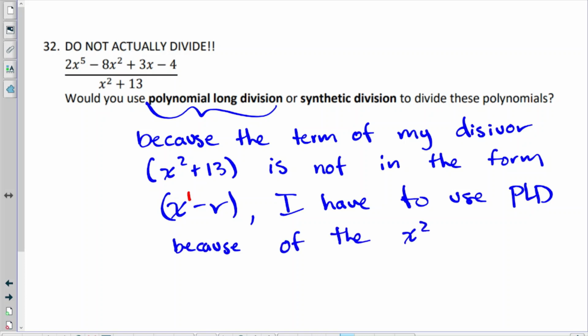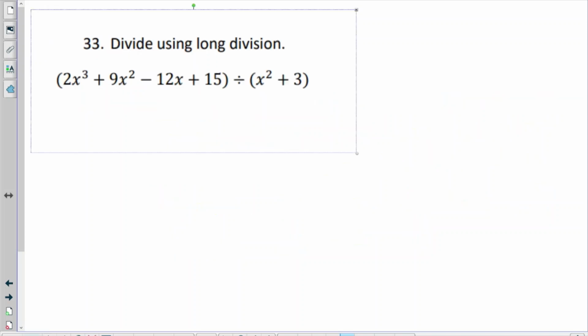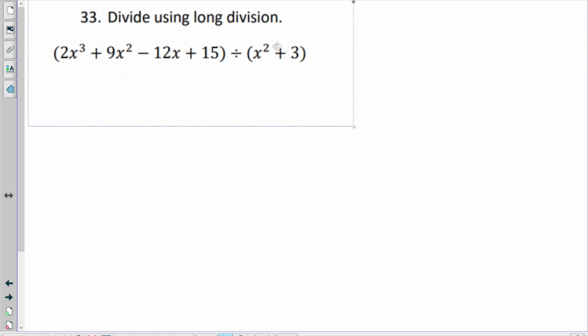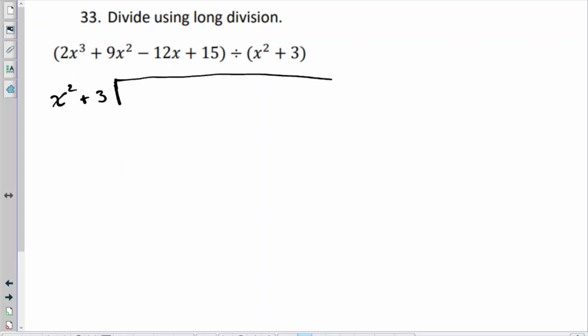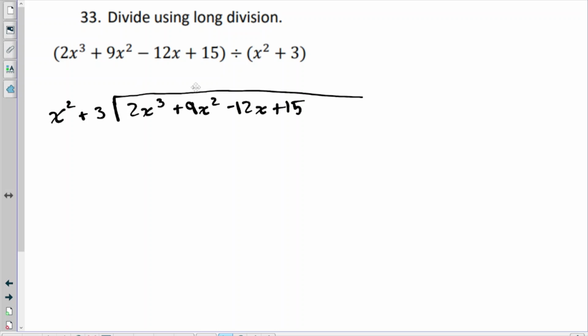because of the x squared. Okay, so let's actually do it now. Now we have an actual problem to do, and let's try and do this as nicely as possible. Okay, I'm going to try and keep my thought process perfect here. Okay, nice and neat for Kendall. Okay, so x squared plus 3 is what I'm dividing by, and then what I'm dividing into is this whole thing, 2x cubed plus 9x squared minus 12x plus 15. I'm going to shift this down just a tiny bit because I'm going to write my answer up here.